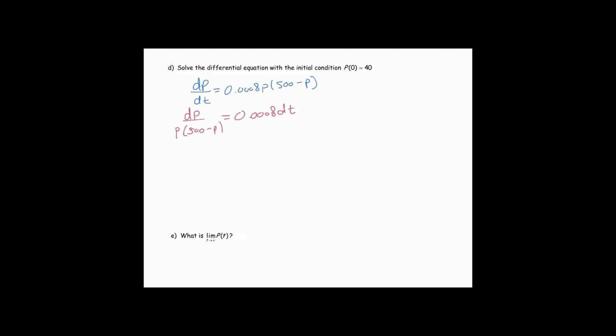So then we take the antiderivative of both sides. Now the right side's easy. It's just 0.0008t plus a c. It's this guy here that's going to require partial fraction decomposition. So I'm going to say 1 over p times 500 minus p. Notice that the denominator is factored into distinct linear factors, so I can write that as a over p plus b over 500 minus p.